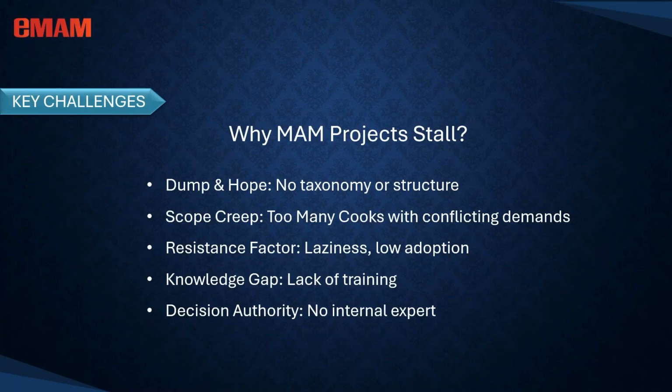The second one is scope creep. When too many stakeholders have conflicting or multiple demands, it leads to scope creep, and the project never crosses the finish line. This leads to budget overruns, frustration, delays, etc. Therefore, it is very important to lock the scope early and have a balance between the must-have and the nice-to-have features.